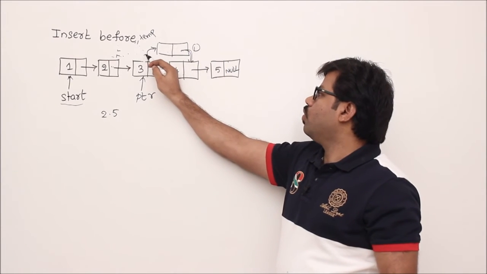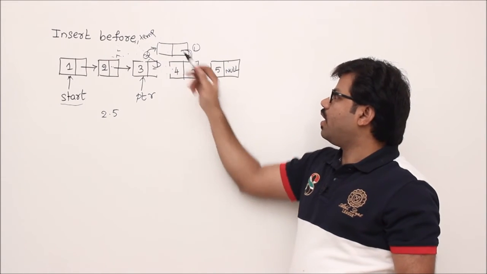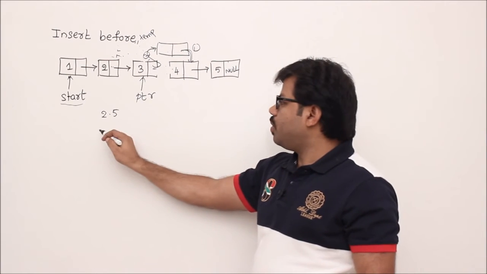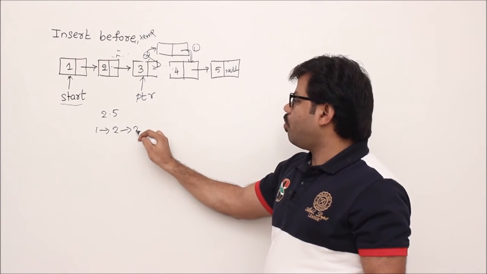1, 2. Sir, what's the purpose of creating a node here? See, the output. What should be the output? 1 to 2, 2 to 2.5.